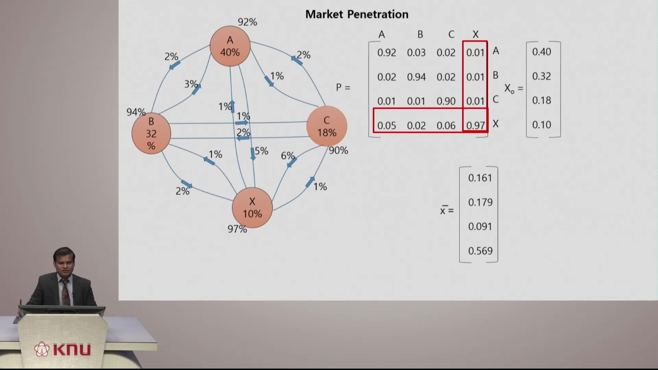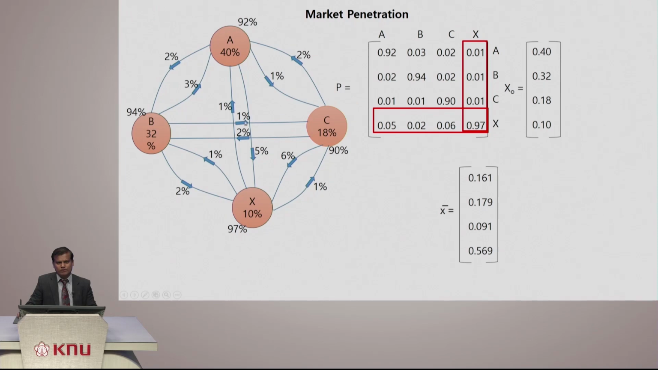And there are other things. The customers who are using brand B, 3% of them go to brand A, 2% go to brand C, and 2% more go to brand X. And for those using brand X, 1% goes to brand B and 1% goes to brand C. Again for those using brand C, 6% go to the new brand X, 2% go to brand A and 2% go to brand B.